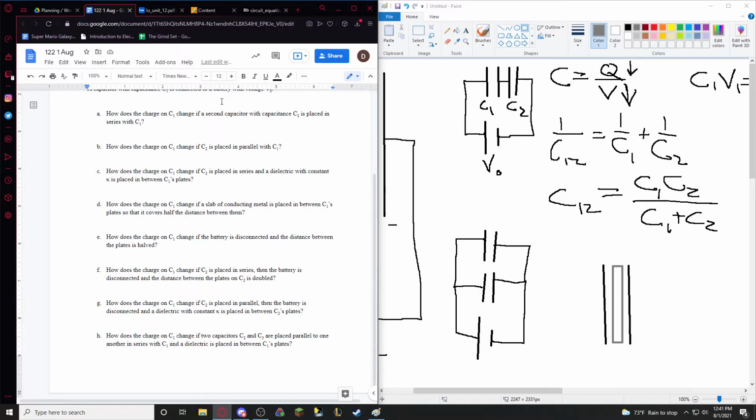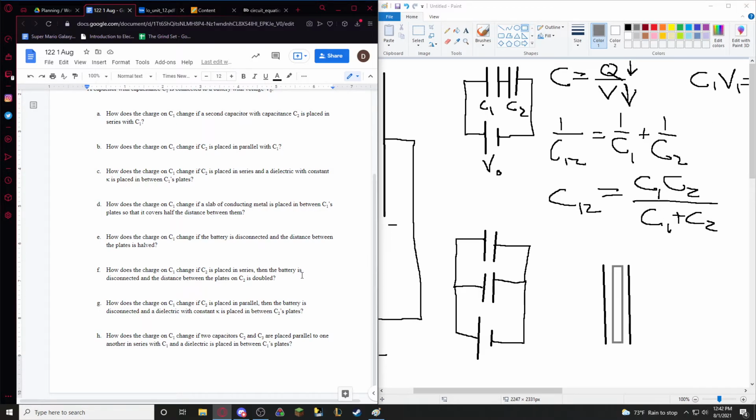So let's go through this step by step. First, we place C2 in series. What happens to the charge on C1? Well, the charge of C1 should equal the charge of C2. But the initial connecting of C2 causes the charge on C1 to increase, decrease, or stay the same? I believe the correct answer is decrease. Decrease, exactly. Remember from the first one.